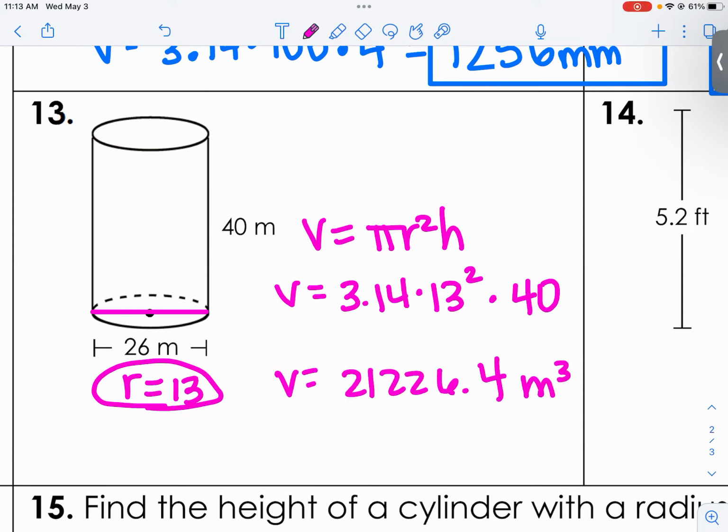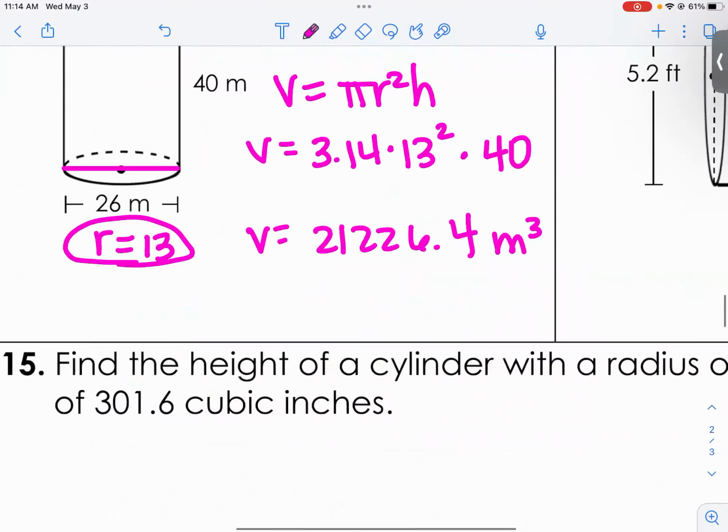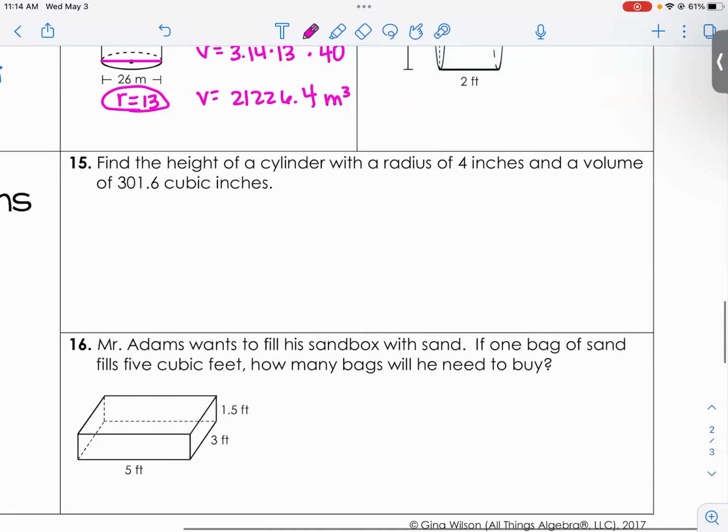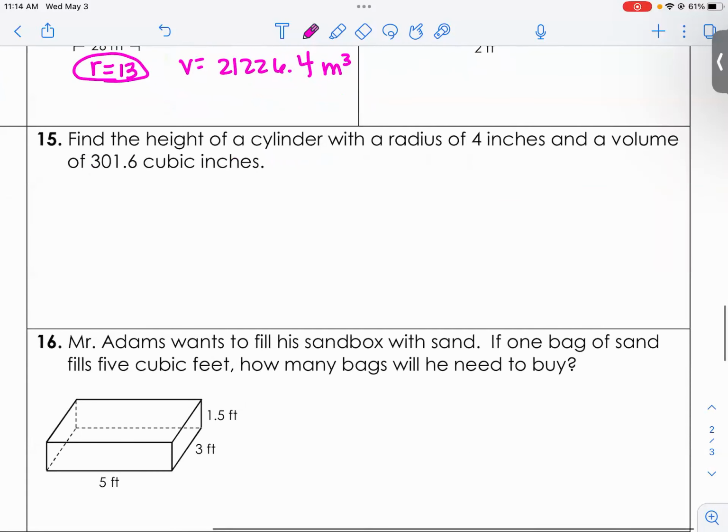Okay, this is what the Trent and Tyler duo came up with. So, they're correct? Okay. It really is. Okay, I'm gonna give you 2 minutes to see if you can come up with an answer for number 15.